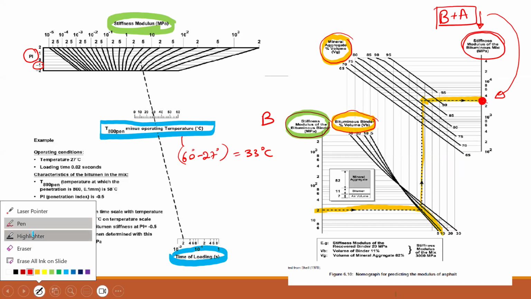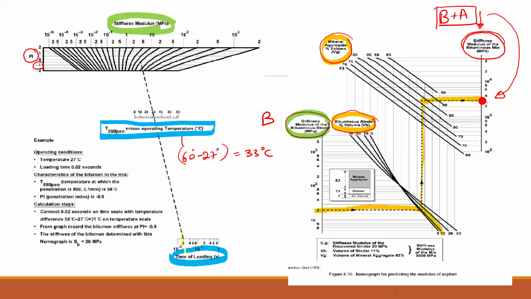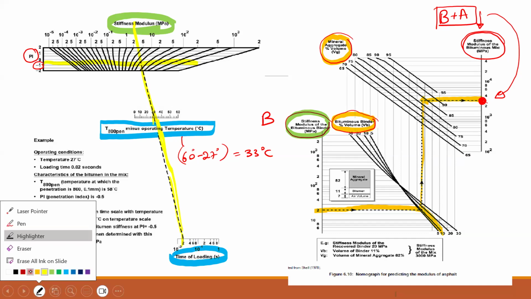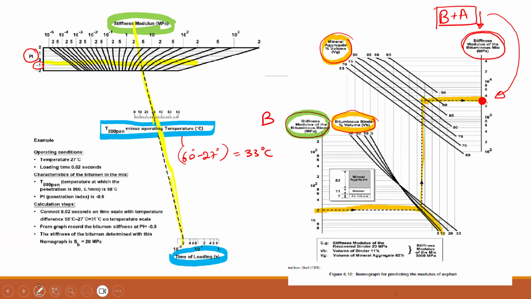So if you know the time of loading, I'll show you what the time of loading is. You draw, this is your time of loading, for example, and if your temperature is this, you draw a line connecting these two points, and you draw a horizontal line with the penetration index, and then the intercept, for example, it is intercepting here. You draw a parallel curve where it cuts this one here, that will be your modulus of the binder. So that's how we do that part in the left-hand side chart. Are we good?